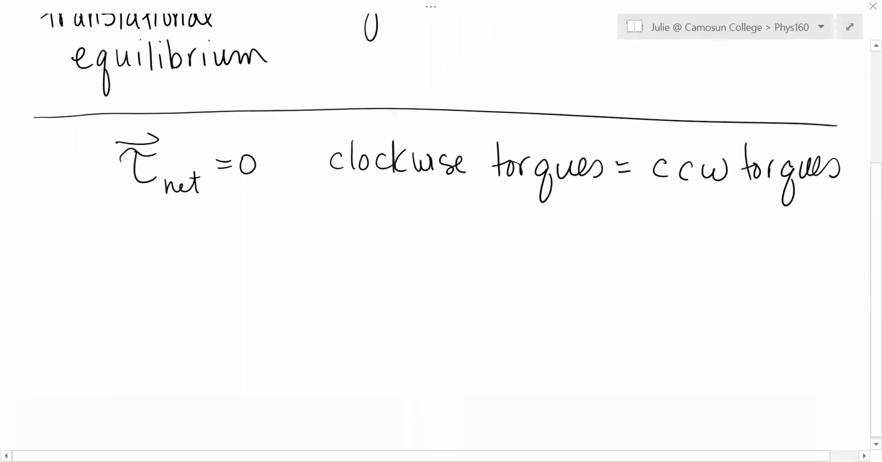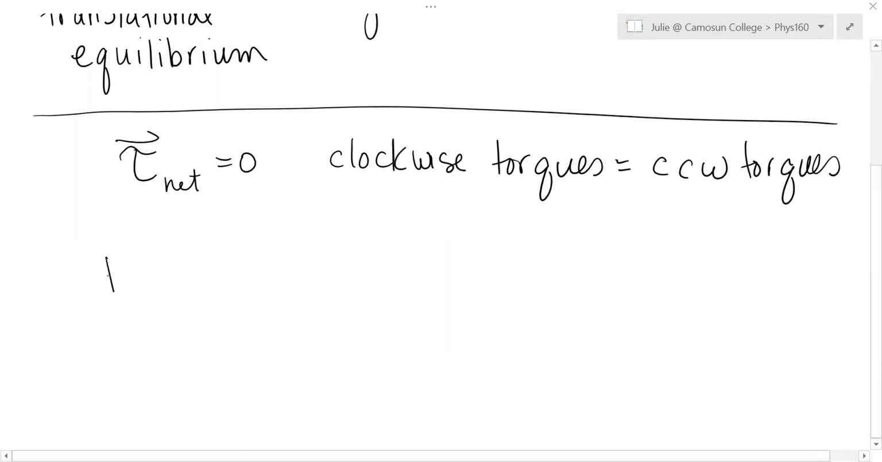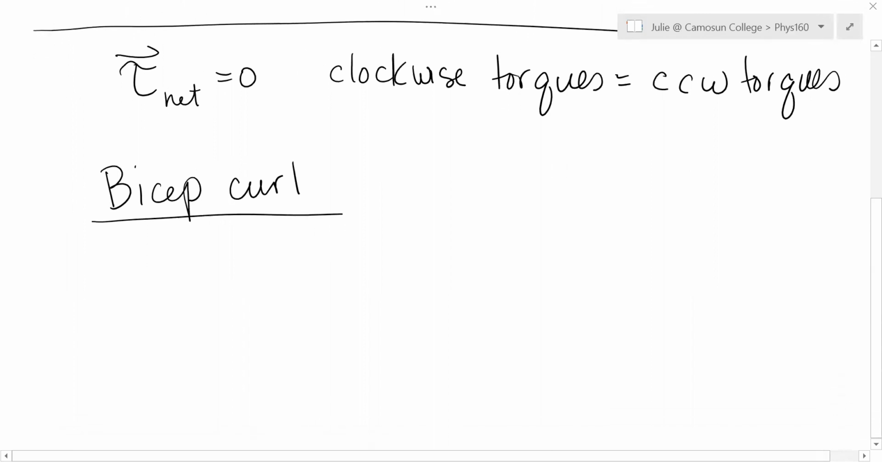Okay, so what does this mean? So let's consider the classic example, the bicep curl. Now we're not actually curling our bicep. We're simply going to hold our arm in a stationary position, where our forearm is horizontal. Okay, so let's look at the forces that are on our forearm when we're holding it horizontally. And let's put a dumbbell in our hand here. Okay, so somehow we're holding this dumbbell.